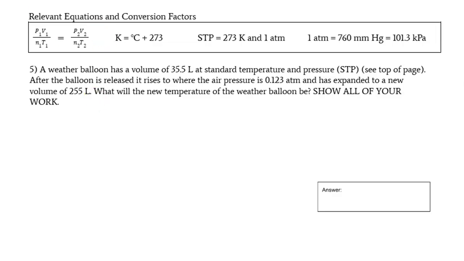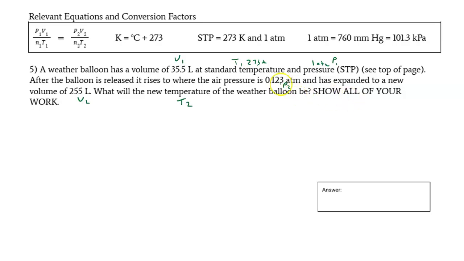All right, moving ahead. So a weather balloon has a volume of 35.5 liters. That's V1 at standard temperature and pressure. So that's 273 Kelvin. It's T1, and pressure is 1 atm. That is P1. Okay, after the balloon is released, it rises to where the air pressure is 0.123 atm, that's P2, and it has expanded to a new volume, it's V2, right?